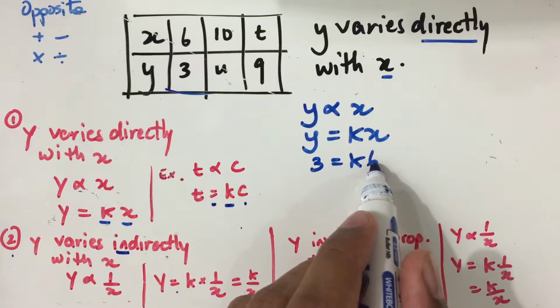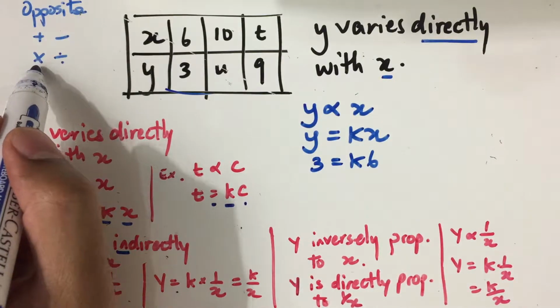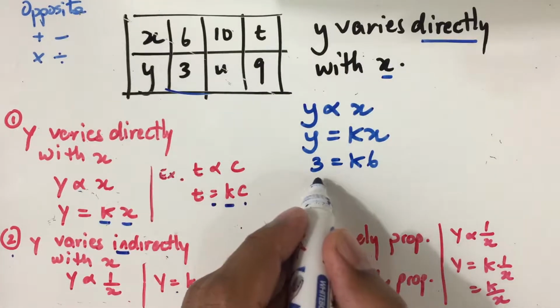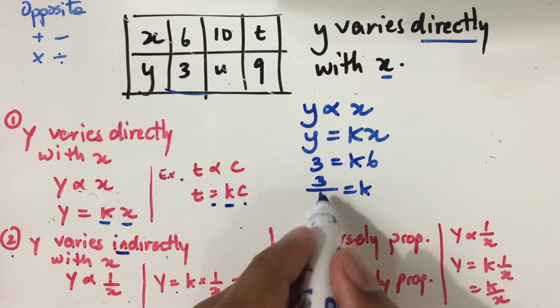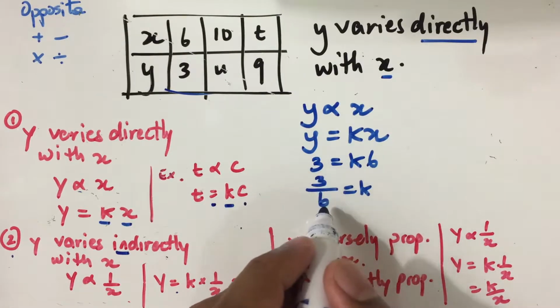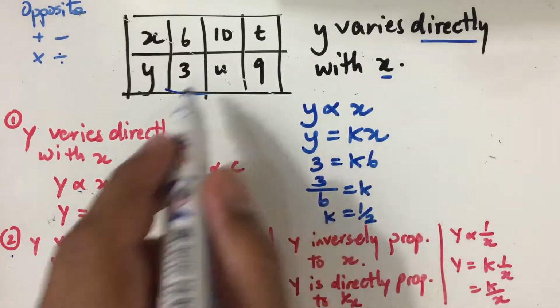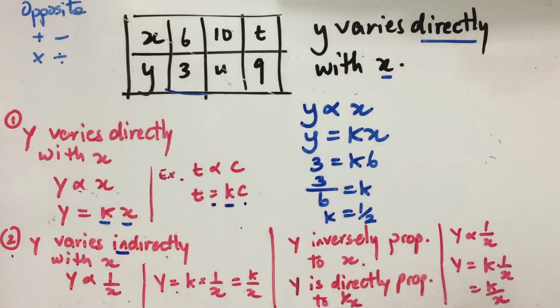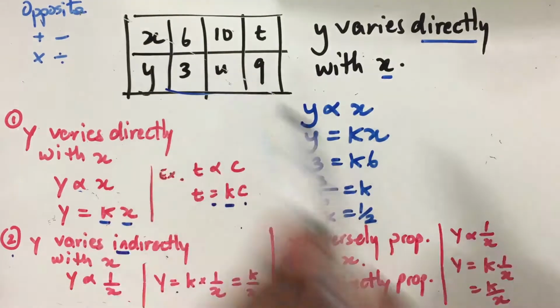So then to bring the 6 across to the other side, we need to do the opposite. The opposite of multiplying is dividing. So that's 3 divided by 6 is equal to k. So k here is equal to a half. And k remains the same throughout. K is a constant.